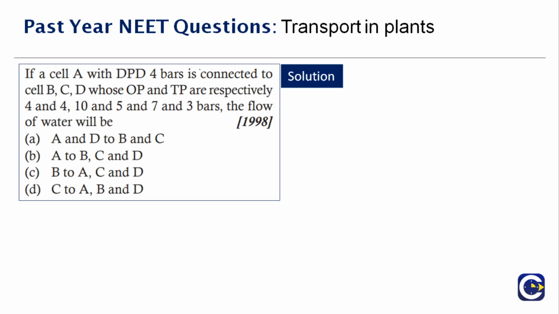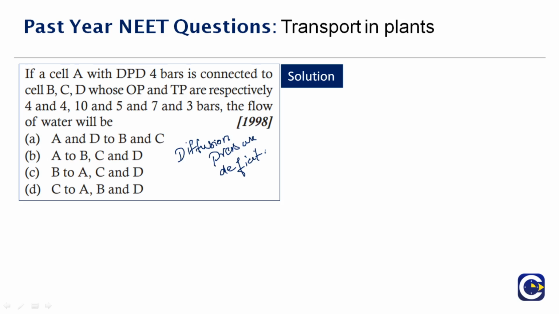A water potential, what is DPD first of all? I'm asking what is DPD in biology? It is called diffusion pressure deficit. See, DPD stands for many abbreviations when it comes to different subjects. According to biology, it is called diffusion pressure deficit. Now I gave you the full form of that. Now what do you mean by OP? You have to know, right? What is OP?